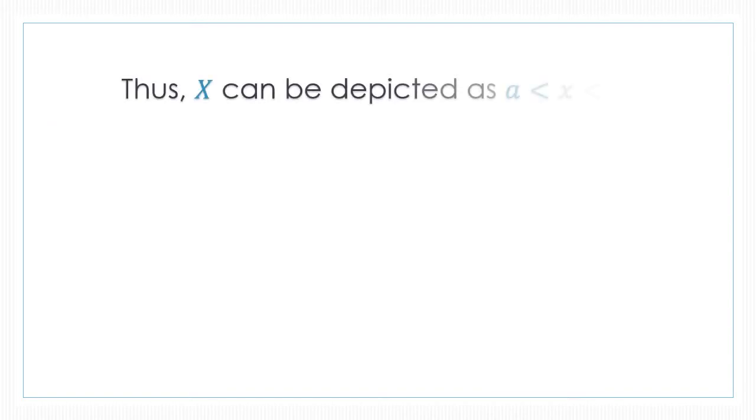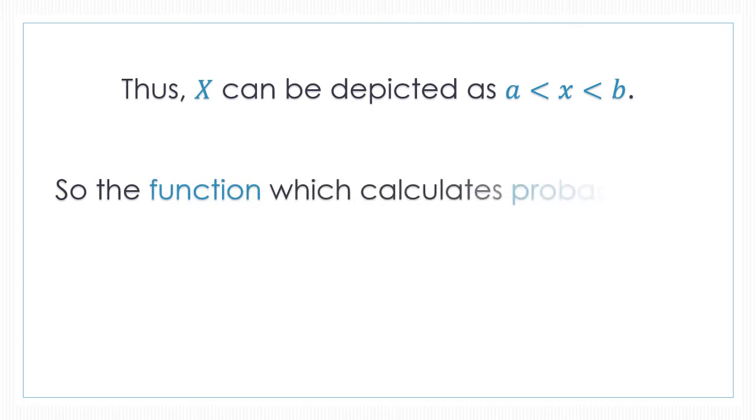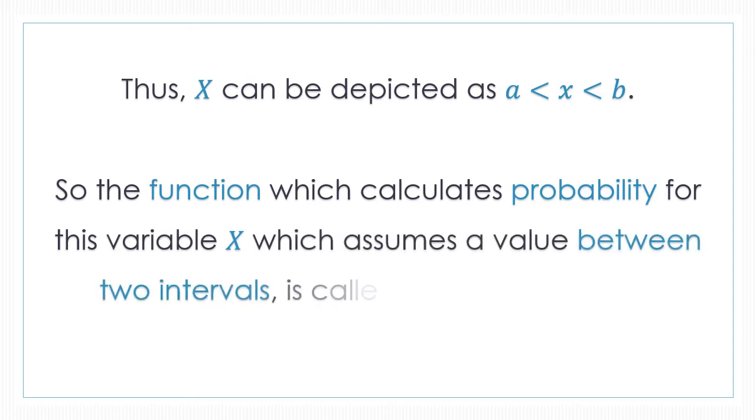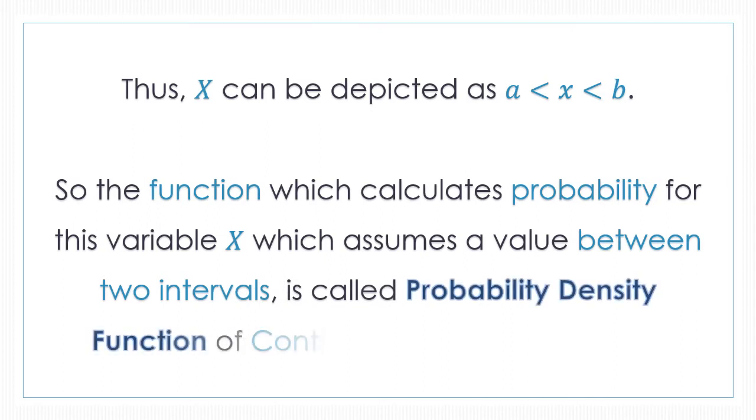X can be depicted as x is the value between a and b. So then it's a continuous variable. So the function which calculates probability for this particular variable, which is assuming a value between the intervals, we call that function the probability density function of a continuous random variable.